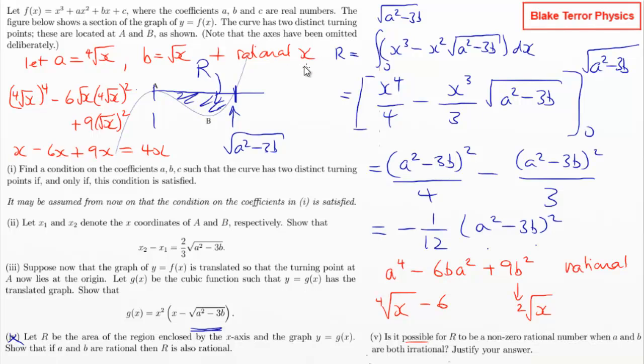So I suppose you could pick a single number. You could just say 2. So we could have done this again and said, okay, we've got the fourth root of 2 to the power of 4 minus 6 times the square root of 2 times the square root of 2 squared plus 9 times the square root of 2 squared, and then show that that is a rational number because you get 2 minus 12 plus 18, which gives us 8, which is the same as we've got there.